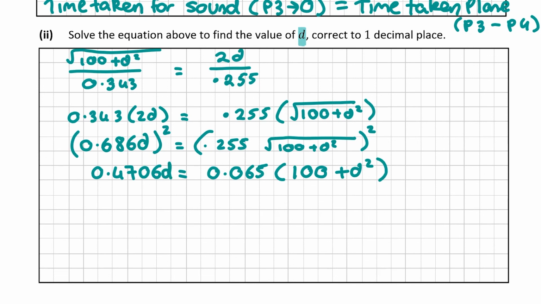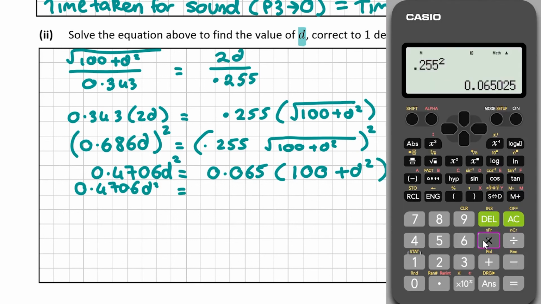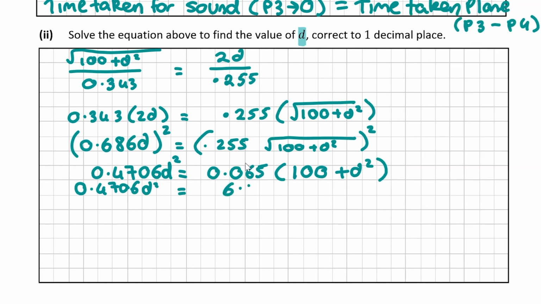Sorry, this should be d squared here. I just forgot to put that in. So we have 0.4706d squared is equal to 0.065 multiplied by 100 plus d squared. So I'm going to multiply that out. So I have 0.4706 d squared, and that is equal to 0.065 multiplied by 100, which will give us 6.5 plus 0.065 d squared.